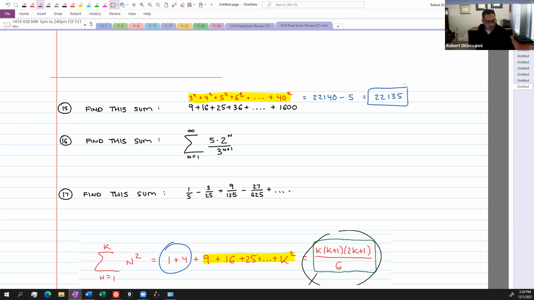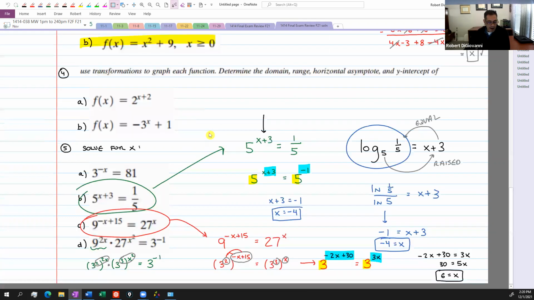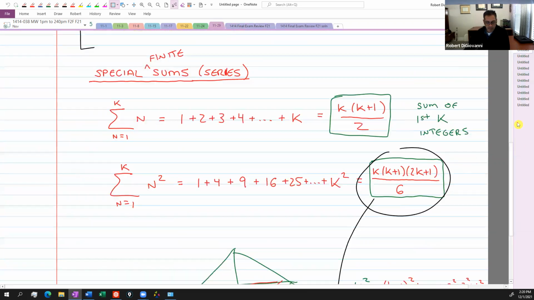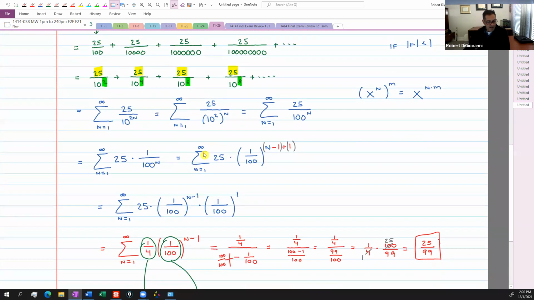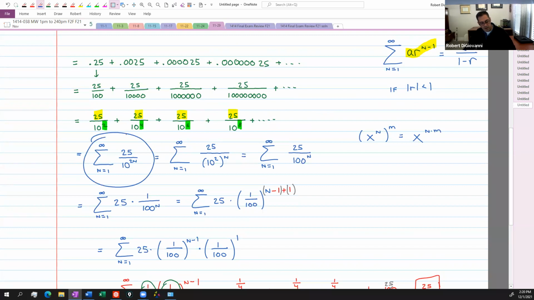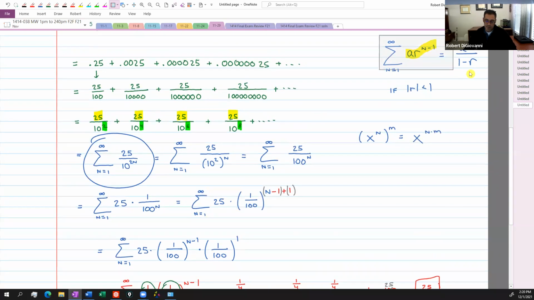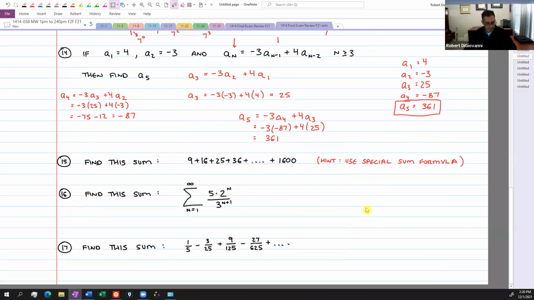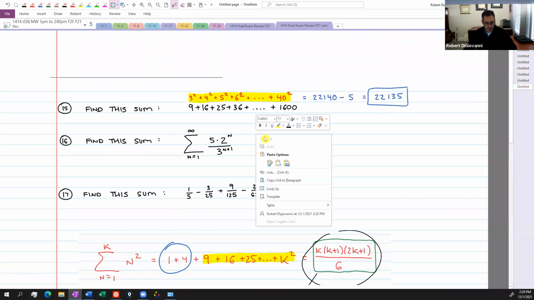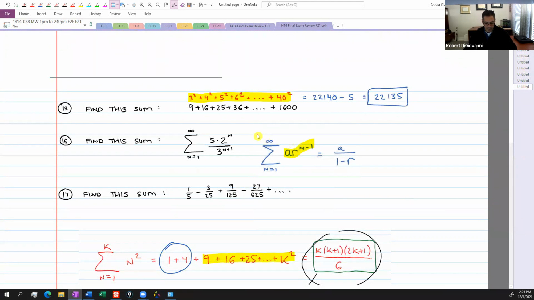All right, number 16 is a lot like the first problem we started in class with, where we had this 0.252525, and we got it down to this point right here. And we're like, okay, we got to make it look like this, right? And so that's exactly what I need to do here. I need to see if there's any way that I can make this look like this. Can I make it look like this? Right, that's the goal.